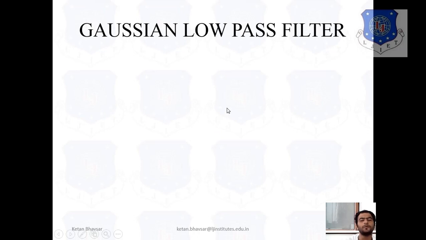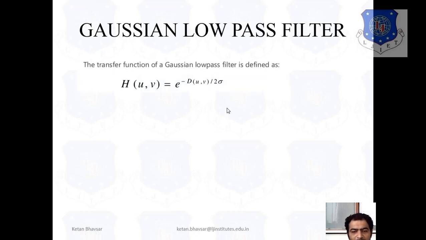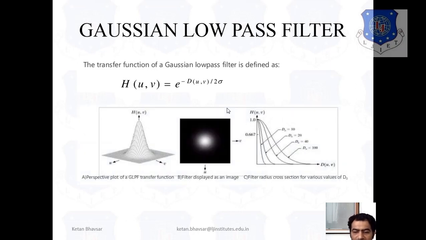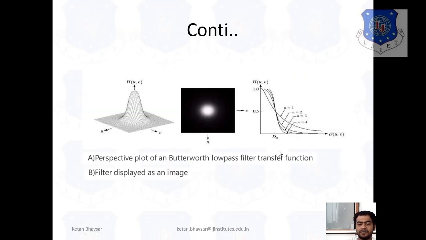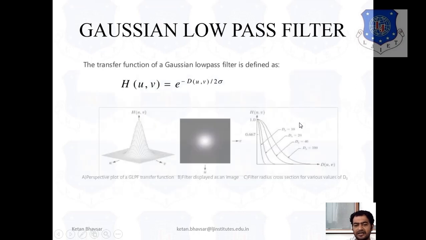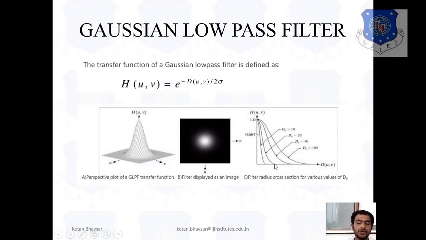Similarly, now we move on to the Gaussian low pass filter. In the Gaussian low pass filter, we have the transfer function H(u,v) = e to the power of minus D(u,v) divided by 2 sigma. As you can see in the cross sections, you cannot see overlapping content in this graph as compared to the Butterworth low pass filter in the previous case. There, overlapping is created in a particular region, but here there is no overlapping. So you get a better view, and we can say that better resolution can be identified using the Gaussian low pass filter.